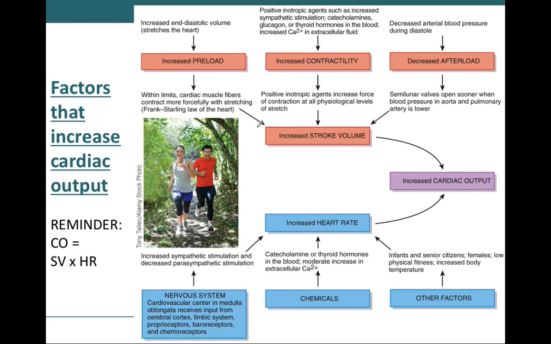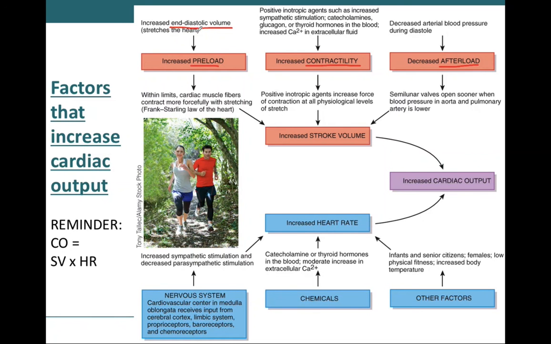But you can see that many other factors affect what our stroke volume and heart rate are going to be. We first talked about stroke volume, so I will review these first. The three major factors that regulate our body's stroke volume are preload, contractility, and afterload. Preload is directly proportional to our body's end diastolic volume, the amount of blood that is in our ventricle at the end of diastole.